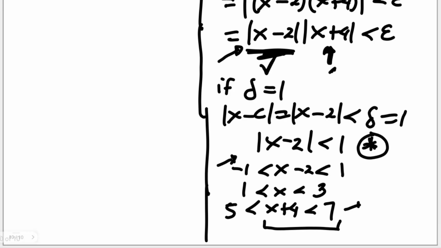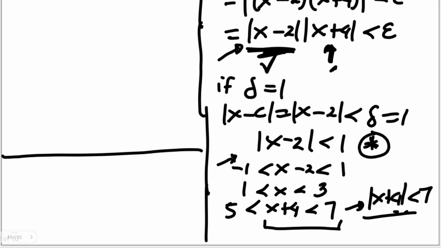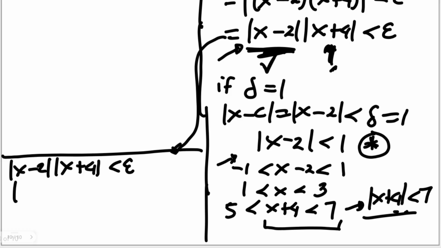So we can have here the absolute value of x plus 4 is less than 7 without considering this first. Just the idea for bounding. Okay, we are bounding that. So with this now, since x plus 4 is less than 7, you will have this form: the absolute value of x minus 2 times x plus 4 less than epsilon. So x minus 2 times 7 less than epsilon, so x minus 2 is less than epsilon over 7.